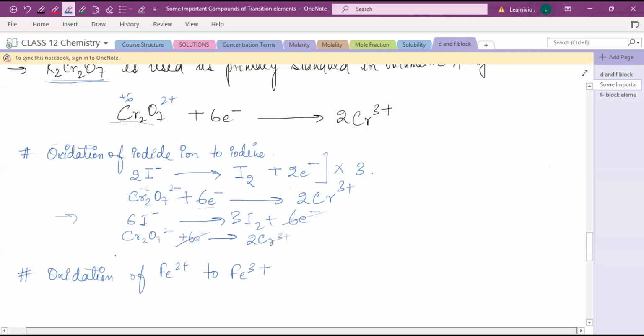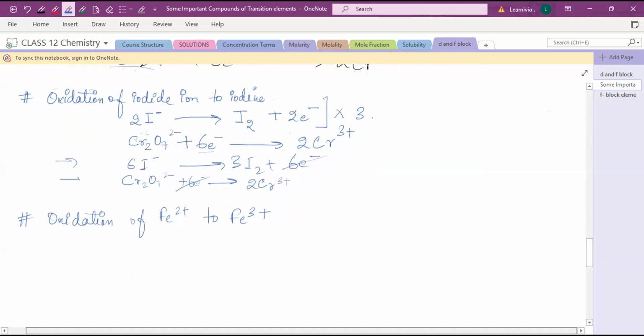I think we have learned this in the 10th or 11th standard: how to write the redox reaction and the balanced chemical reaction. So the electrons are cancelled out and you will get 6I- plus Cr2O7 2-, which gives you 3I2 plus 2Cr3+. And this happens basically in acidic conditions.